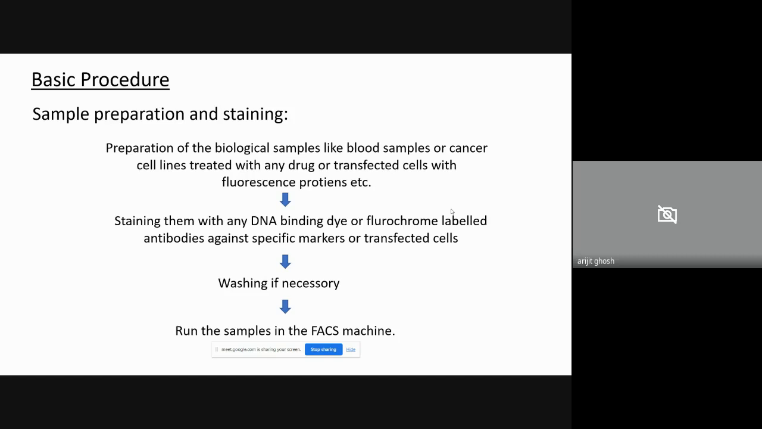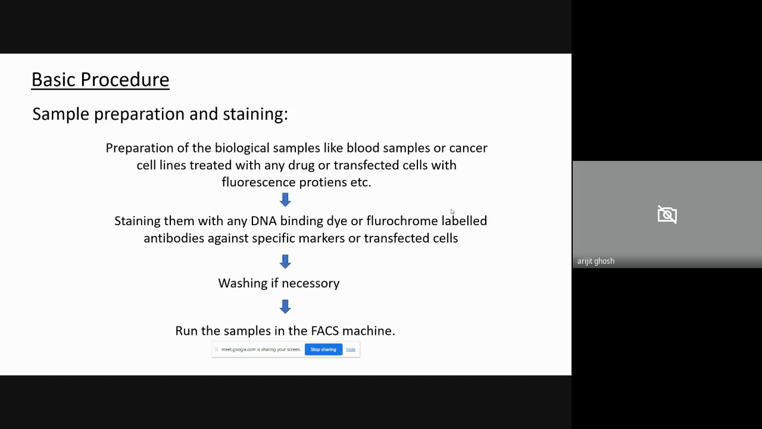In some experiments, if you also want to check some surface markers of different wavelengths, like if they are tagged with different wavelengths, that can also be done. But staining is basically for blood samples or cancer cell lines treated with any drug. So first you need to stain them.